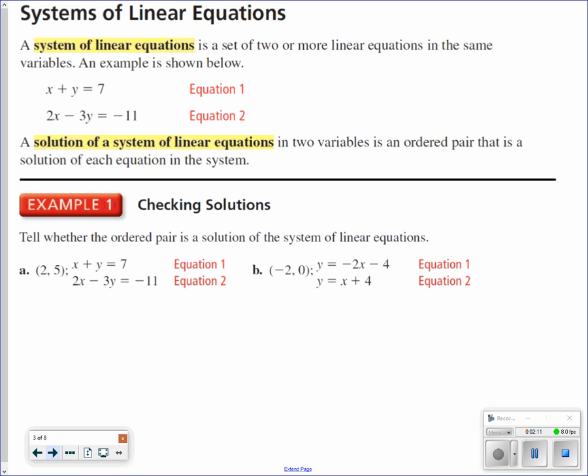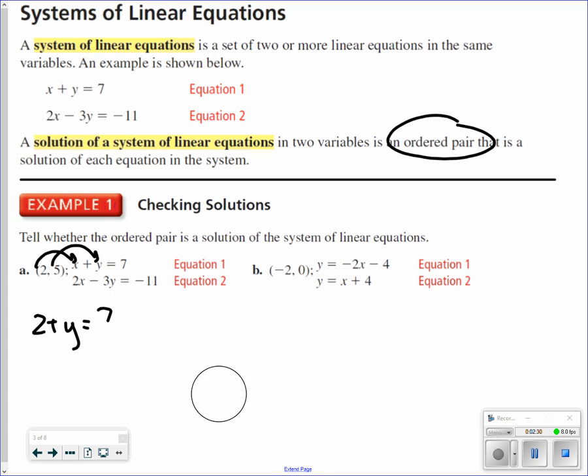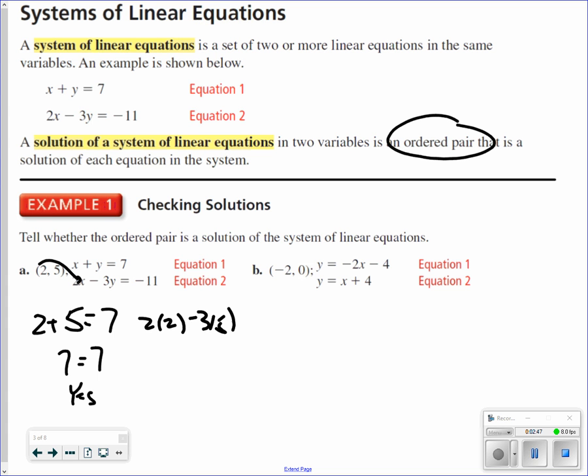The solution of a system for two variables is the point of intersection, or the ordered pair that is the solution for each equation. So all they want to know is whether or not, yes or no, it works or it doesn't work. So if I plug 2 in for x and 5 in for y, does it work in the top equation? The answer to that so far is yes. If I put 2 in for x and 5 in for y, does it work in the bottom equation? So 2 times 2, 3 times 5. And again, it does work in the bottom equation.